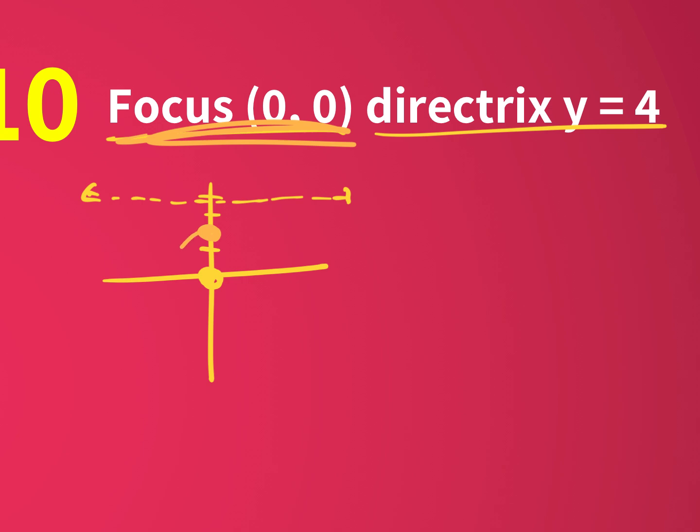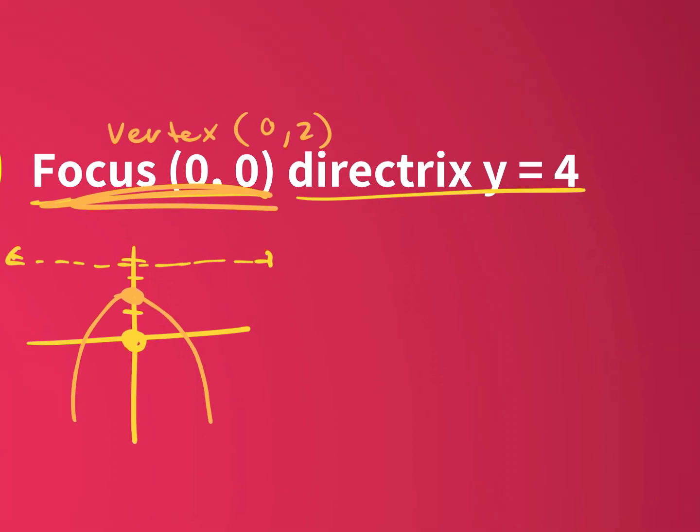And our graph opens in the direction of the focus. So our vertex is at 0, 2. We also know since it opens down, it's going to be x squared. This is our h and k. And that p is negative. Exclamation point. Don't forget that.